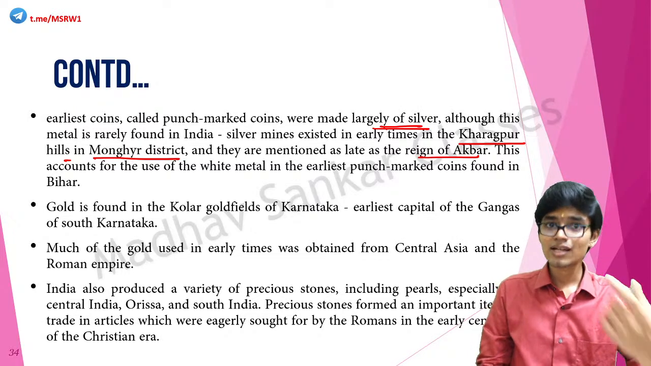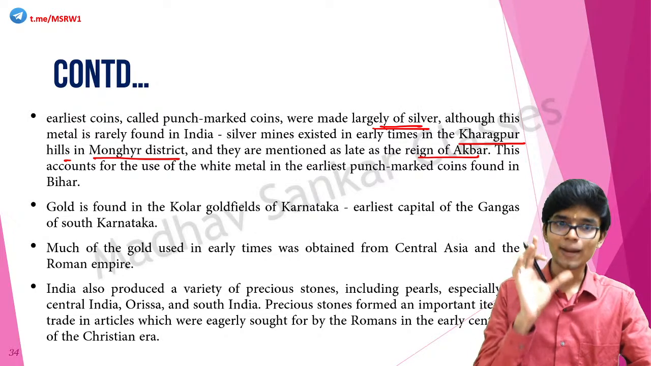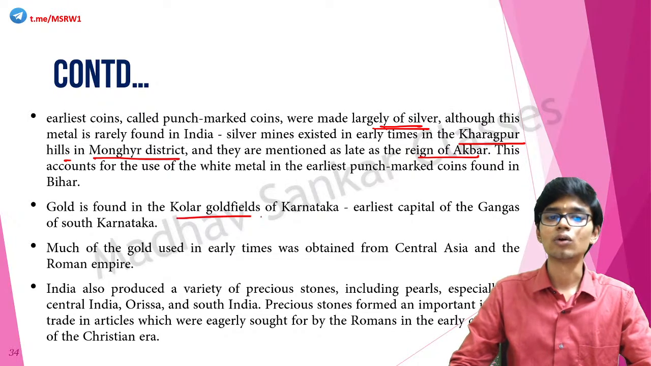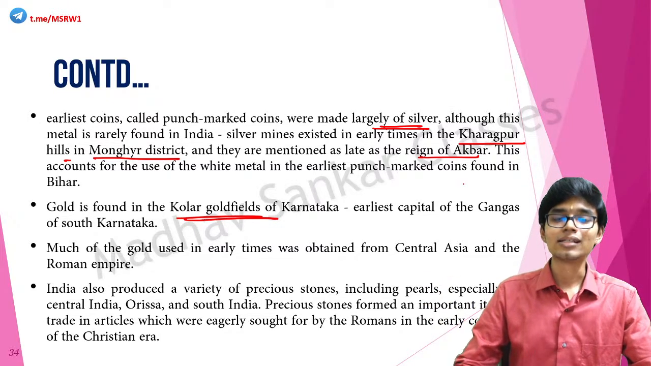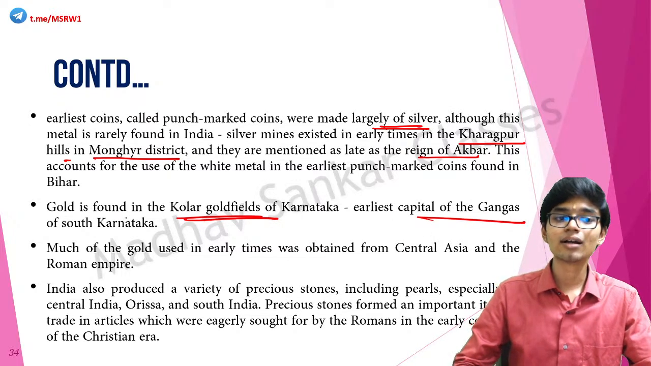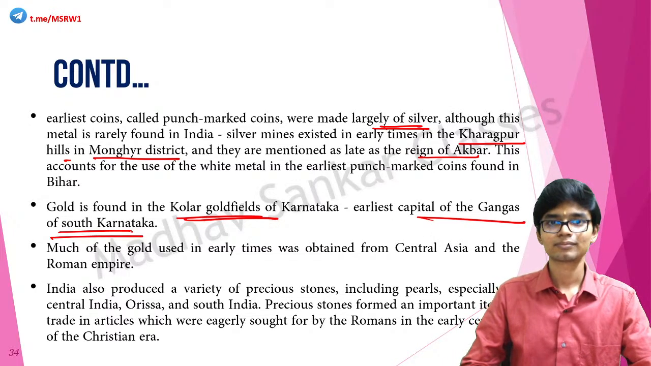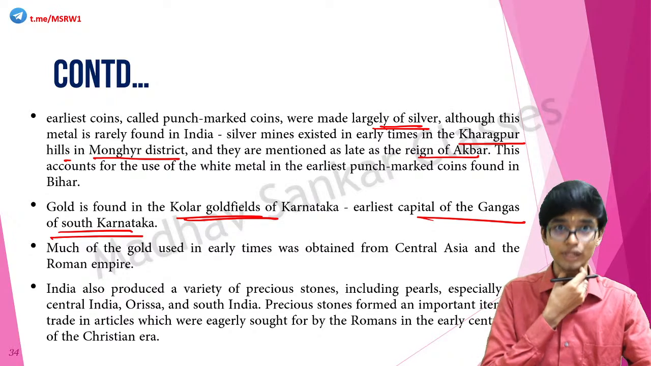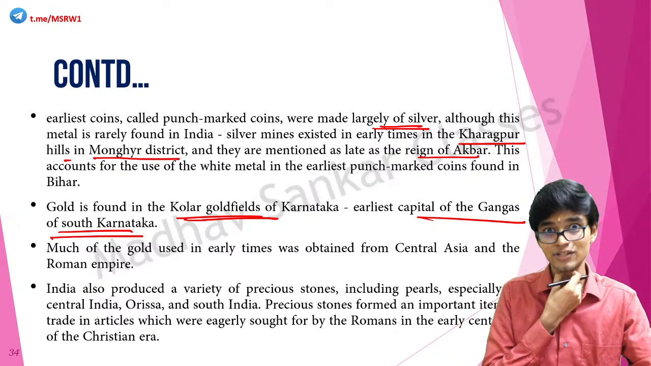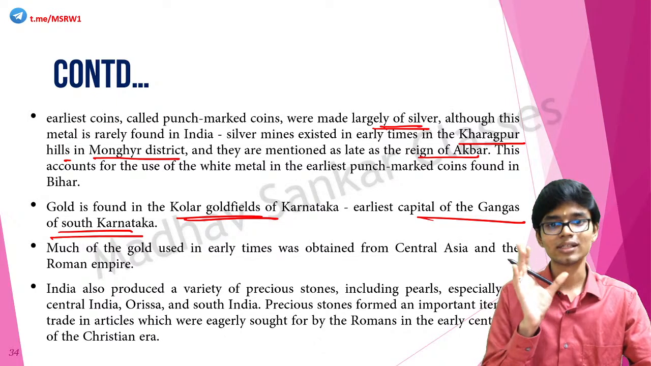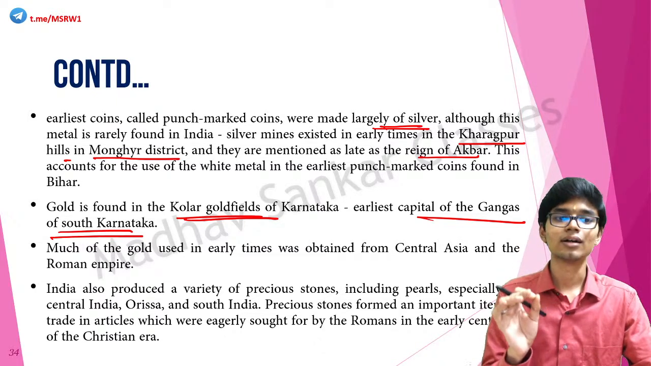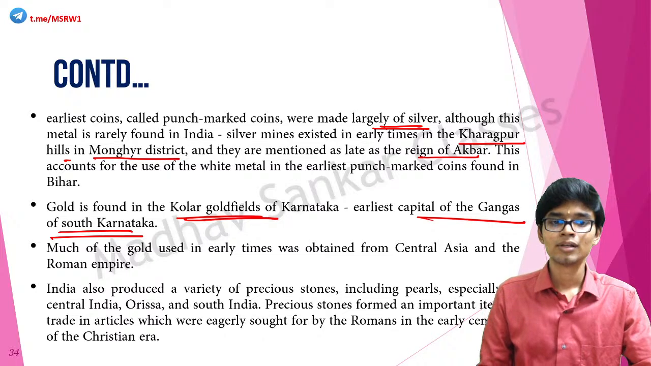Okay, gold. As far as gold is concerned, the most important mine for gold is the Kolar gold fields. Right now it is in Karnataka. The Kolar region is actually the earliest capital of the Gangas of South Karnataka. I'm not talking about the Gangas of Orissa. I'm talking about the Ganga dynasty which ruled over the South Karnataka region, and Kolar was the earliest capital of the Gangas of South Karnataka.